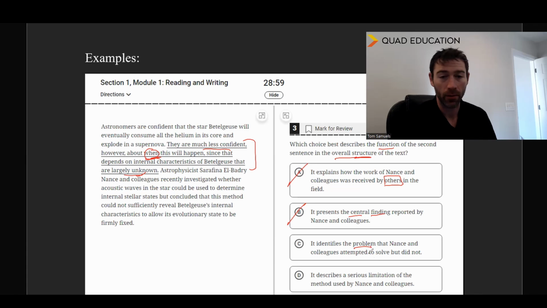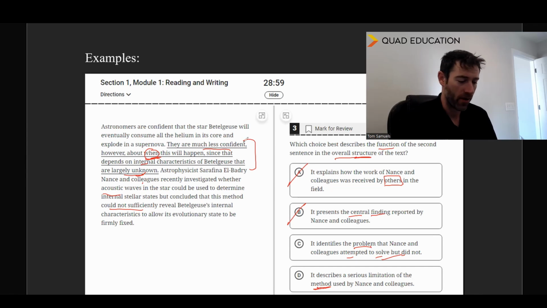So this is a problem, and I do like that. And attempted to solve but didn't. And so we see that internal characteristics being unknown, and then Nance and colleagues tried to use acoustics, but it could not reveal. So I do quite like this because they were not able to solve this problem using their attempted experiment. Finally, it describes a serious limitation of the method. Ooh, method used by Nance and colleagues.